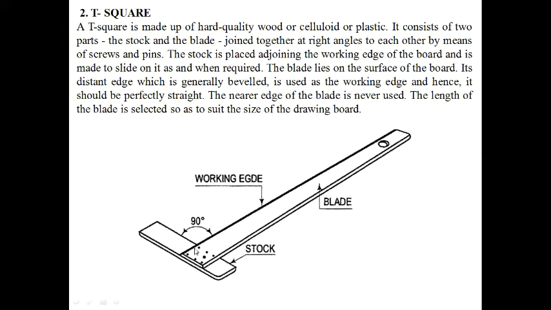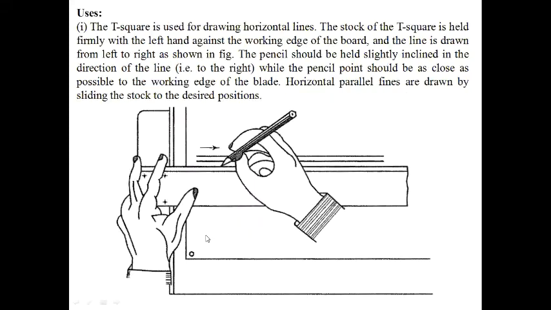T squares are generally made of wood, plastic or celluloid, and in most cases nowadays plastic is used. So one is called the stock, and another is called the blade, and it will be perfectly 90 degrees. So first, what are the uses? The T square is used for drawing the horizontal line.